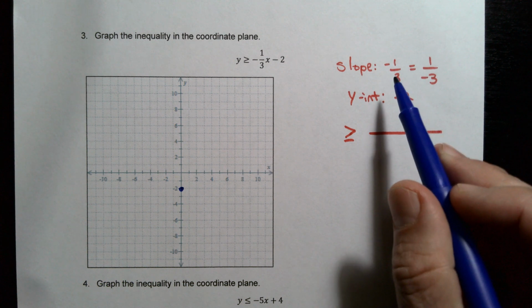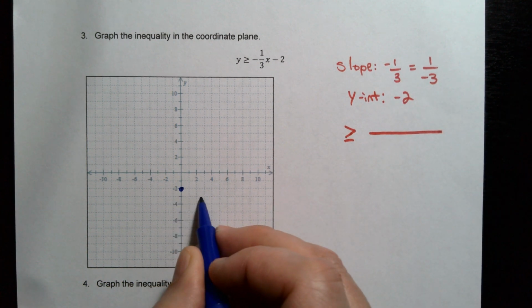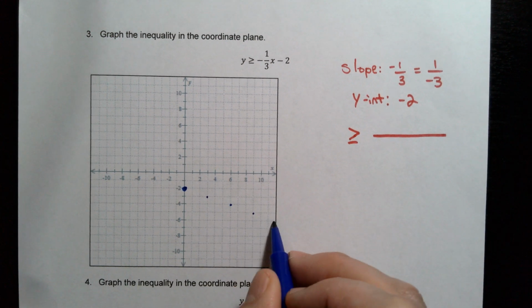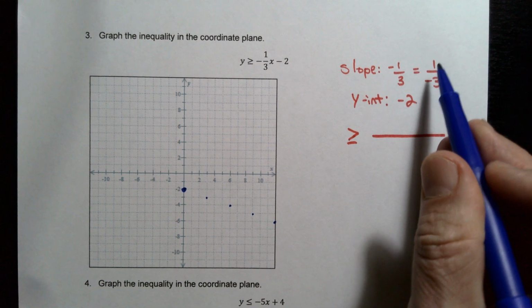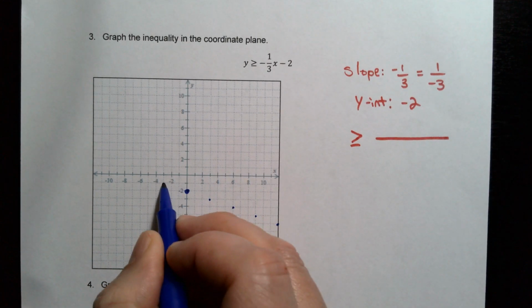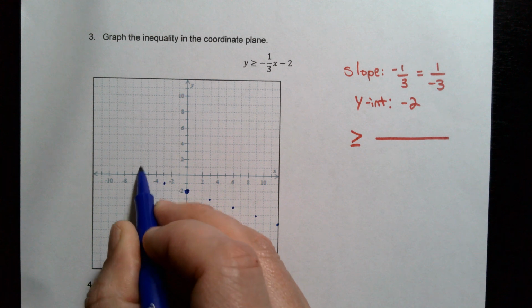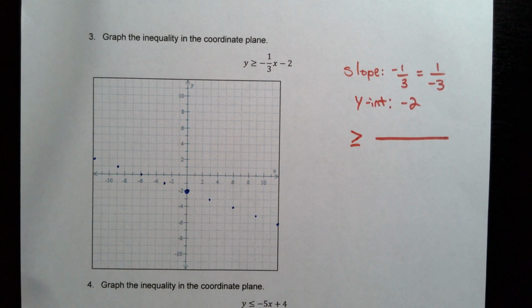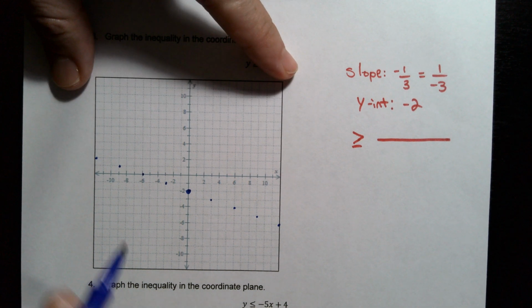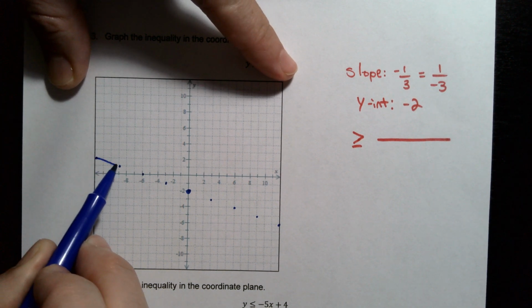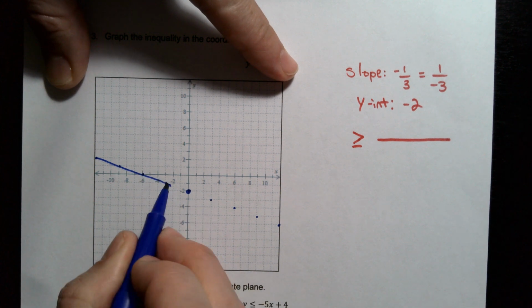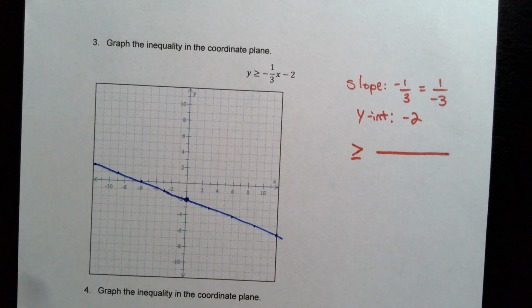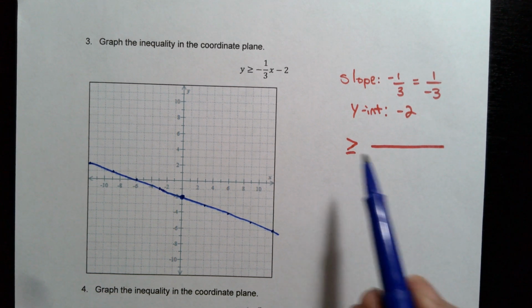Let's use our two different ways of writing our slope here. The first one says down 1, right 3. Down 1, right 3, down 1, right 3, and then down 1, right 3. We could also use up 1, left 3. So up 1, left 3, up 1, left 3, and one more up 1, left 3. Now on this one, I am going to put a solid line. Let's see if I can draw this. This is a solid line that I'm going to draw here, because the inequality had an equal to right here.